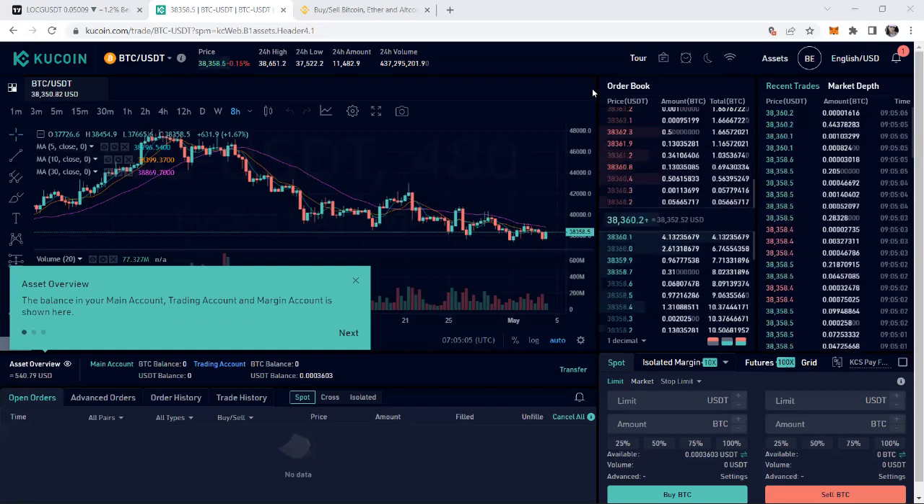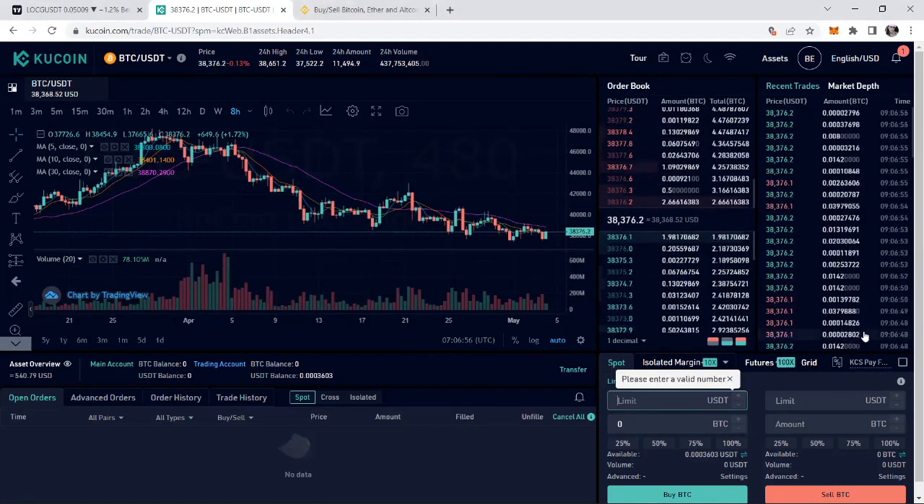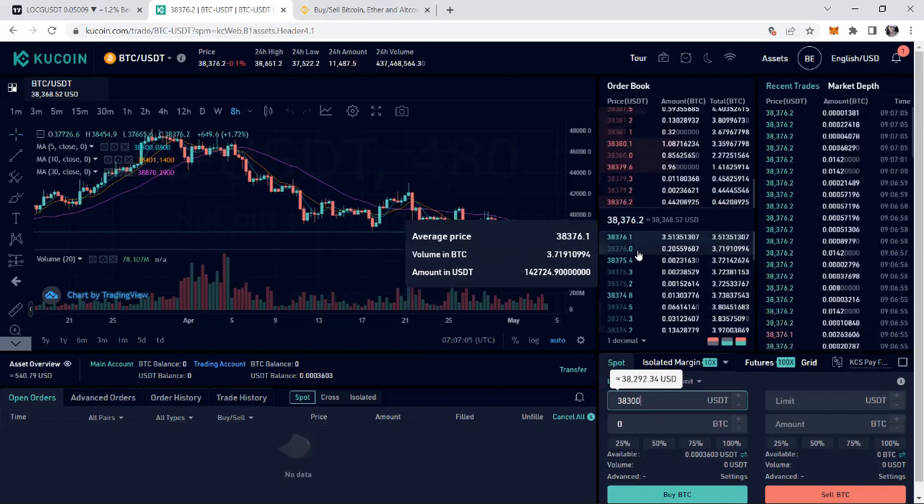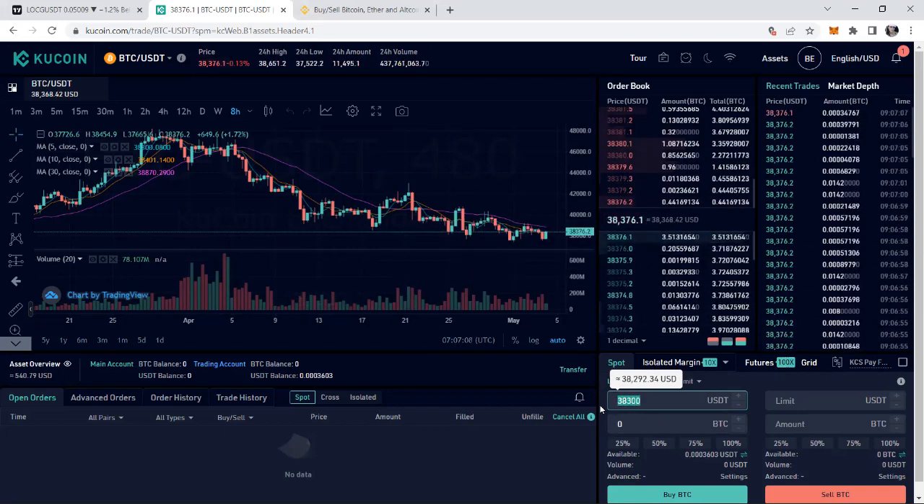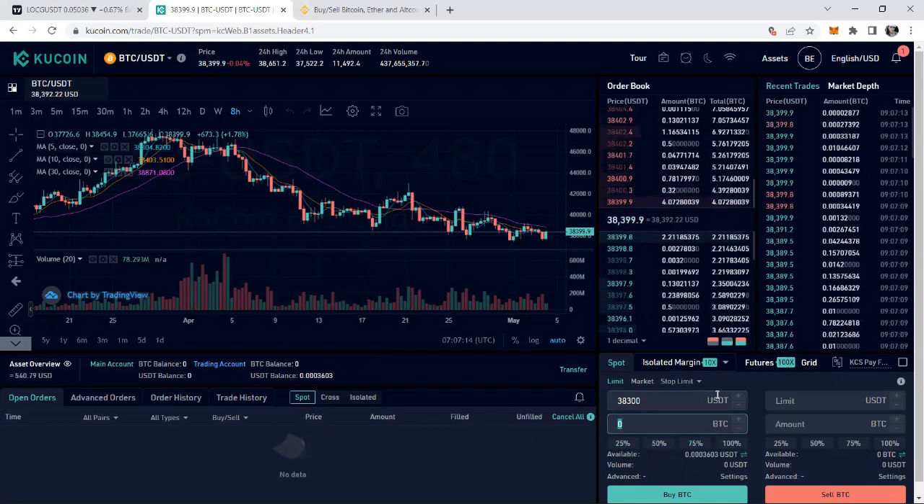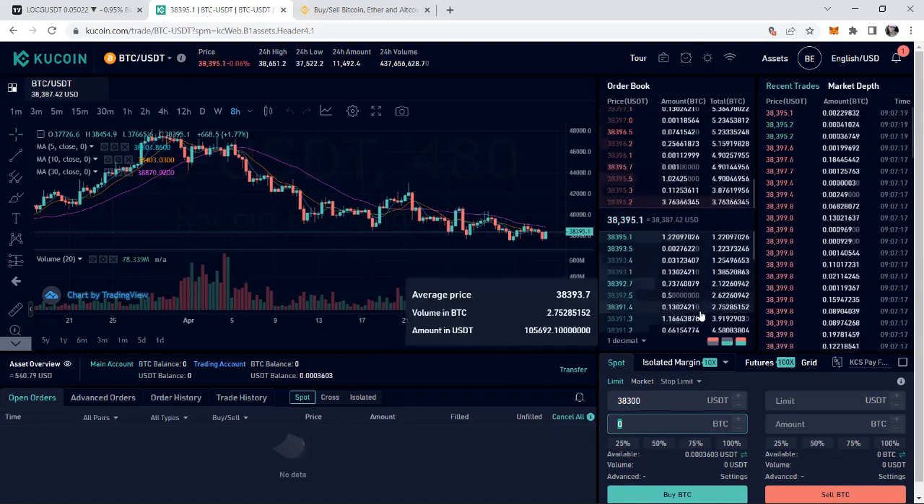Over here at the bottom, you can see spot, which is the normal trading. That's buying a cryptocurrency and selling a cryptocurrency. Say, for instance, I want to buy Bitcoin now and I want to pay $38,300 for it. I don't want to have to pay $76 more for it. So I will put my price in there and then I will select how many dollars I want to spend on it, whether it be 25%, 50%, 75%, or your own amount over there. And you can then say buy Bitcoin, and it will put your price waiting to be bought at 38,300.